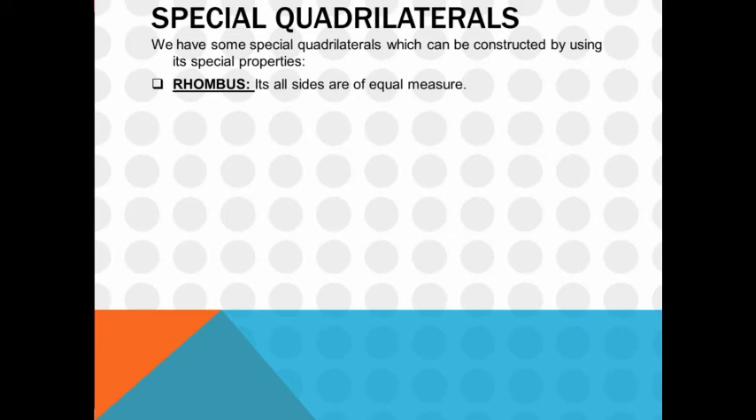Now, what are the properties of rhombus? Its all sides are of equal measure and its diagonals are perpendicular bisector of each other. This is the important property which many times we forget. And what is the meaning of perpendicular bisector? Perpendicular means 90 degree and bisector means two equal parts. So diagonals are intersecting at 90 degree as well as they are dividing each other in two equal parts.